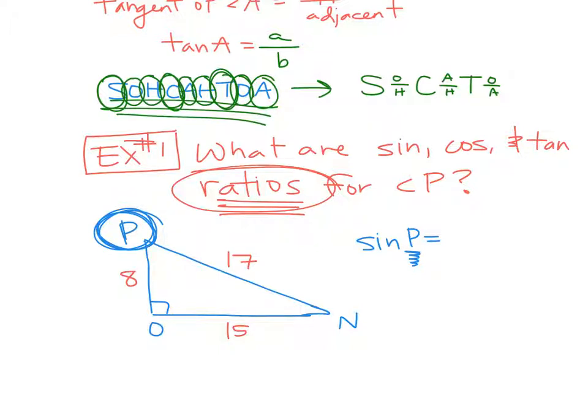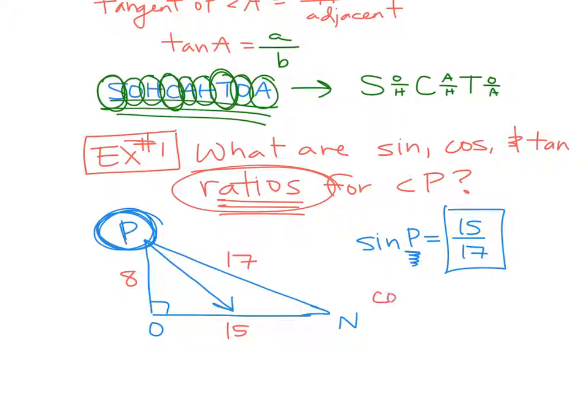So if I'm starting at P and I'm doing opposite over hypotenuse, what is my opposite? 15. Opposite would be 15. What's my hypotenuse? 17. So sine P is 15 over 17. That's all they're asking you for. There's nothing to solve. They just want the ratio.